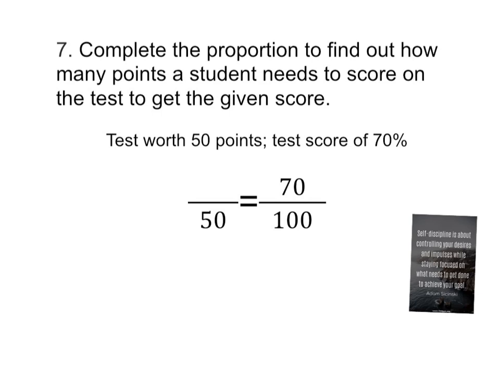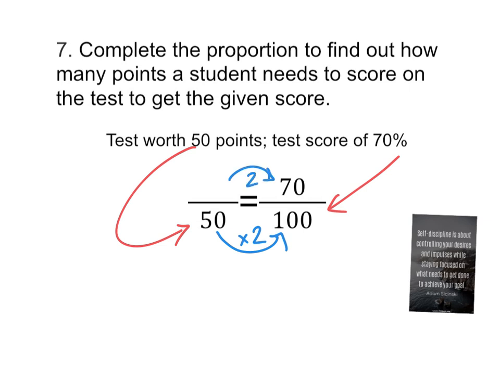Complete the proportion to find out how many points a student needs to score on the test to get the given score. So again, here we have a test worth 50 points. They're going to get 70% this time. Ooh, I can see a real easy mental math problem for me. I know 50 times 2 gets me to 100. So this number times 2 will get me to 70. Again, if I wanted to think in reverse, I'd be thinking divided by 2. And so when I solve that, I see that it's 35. 35 times 2 gets me to 70, so they need to get 35 points.